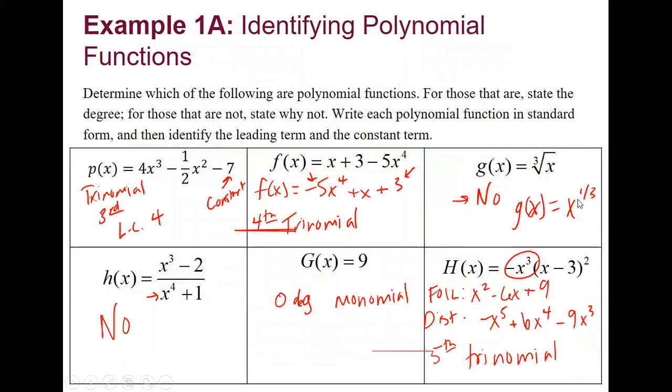That's a no, because your n is 1/3. Right? It's a radical. And just knowing your parent functions, this is a radical altogether.